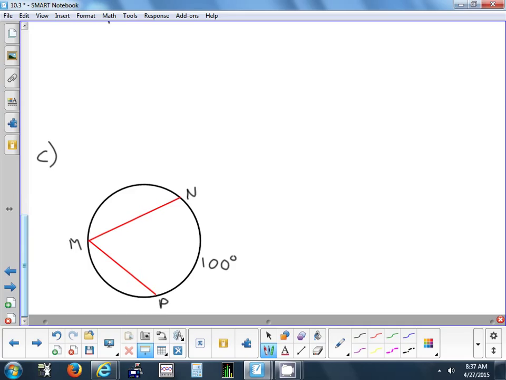Let's try it the other way. Now, this time I want to find the measure of angle M. So arc NP is 100 degrees. What's the measure of angle M here, Sarah? 50. Okay. The size of your inscribed angle is half the intercepted arc. Any question on theorem 10.8?